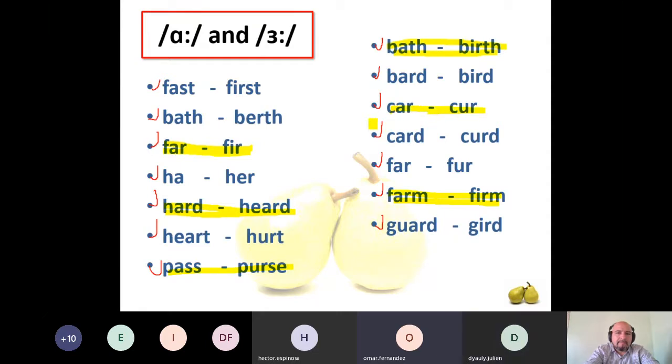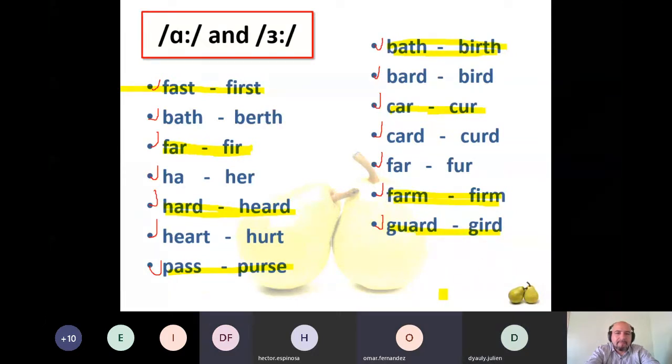Car, car. Correct. Fast, first. Exactly. Fast, first.